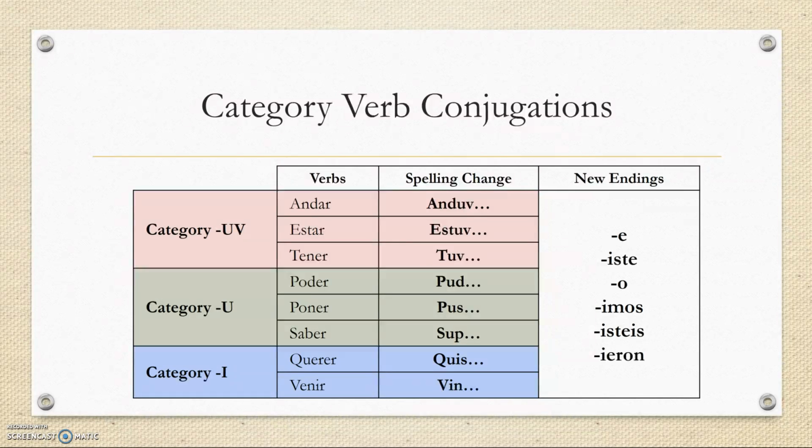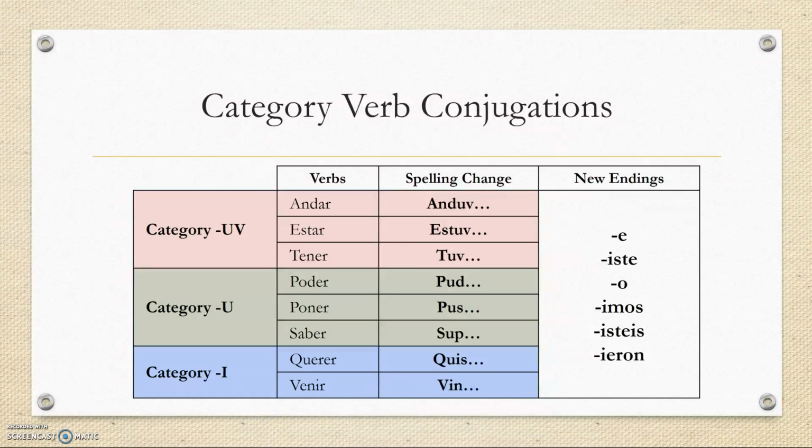Now a similar thing happens with category U verbs. Poder, poner, and saber all fall into the category U form. And so now these verbs, instead of having a UV that they have in common, they just change to U. Poder becomes pud, poner, pus, and saber, sup. Then we add these new endings that we've just learned. Pude, pudiste, pudo, pudimos, pudisteis, pudieron. Poner becomes puse, pusiste, puso, pusimos, pusisteis, pusieron.